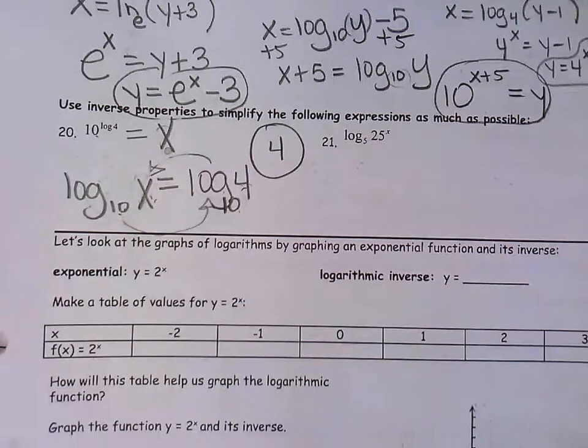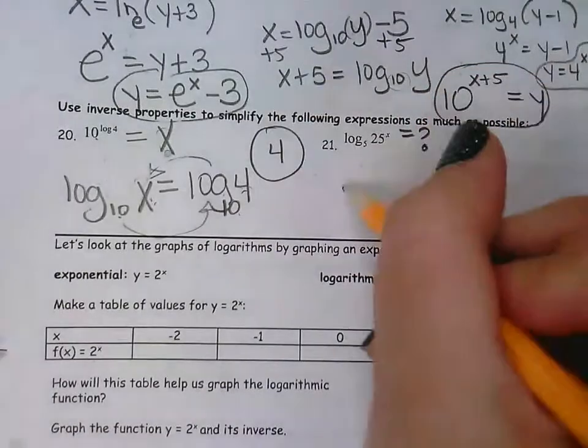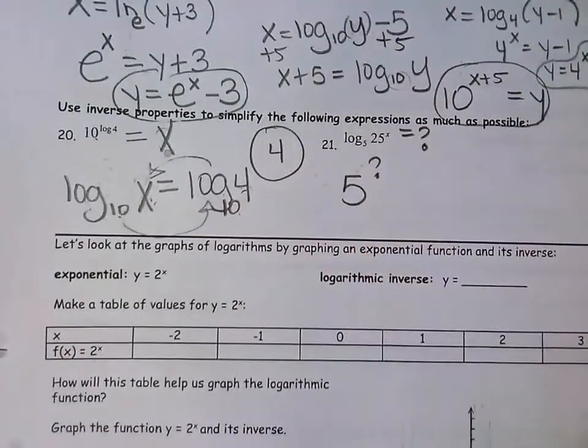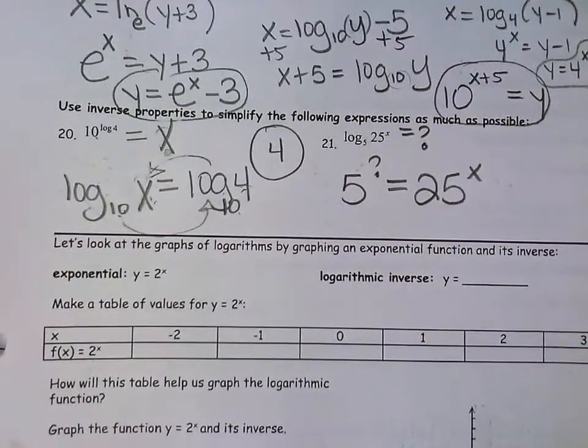That's it. On number 21, can I write equals question mark this time because there's an x in the problem? All right, how am I going to evaluate what this is? I'm going to change form again, right? If you don't know what to do and you're stuck, the best thing to do is change form and see if exponential form will help you. So 5 to what power will give me 25 to the x?